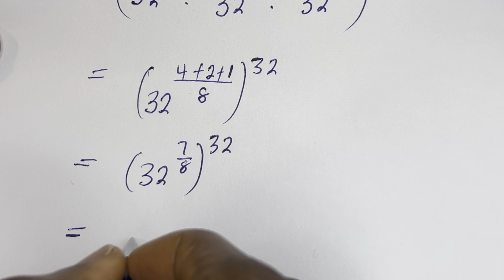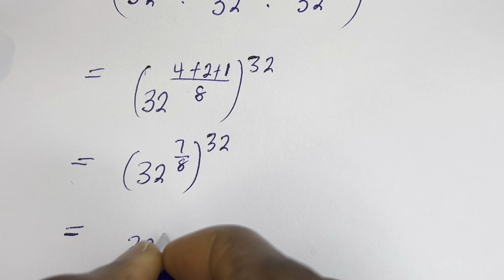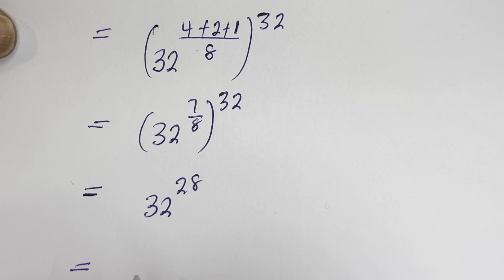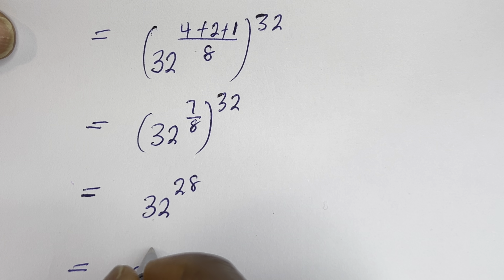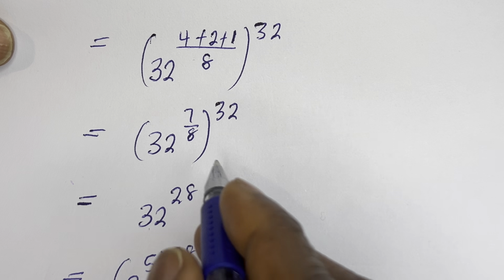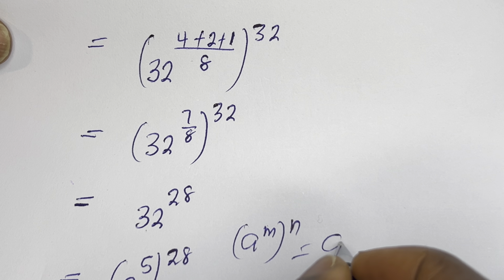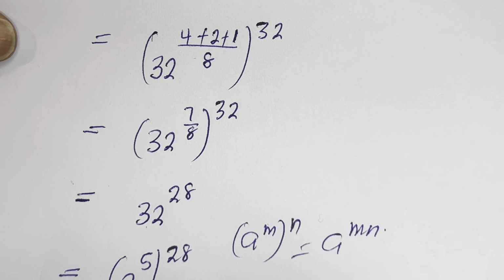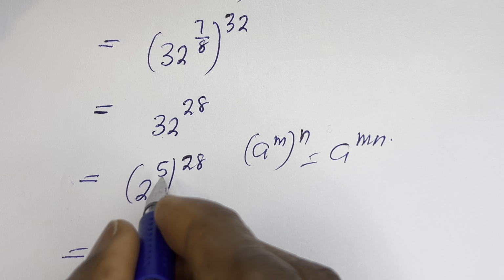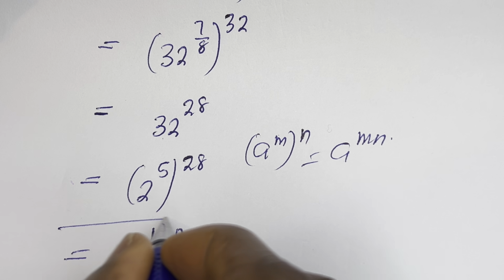And this is equal to 32 to the power of, the whole of this is 28. And this is equal to 32 is 2 to the power of 5, to the power of 28. You know that if you have a to the power of m to the power of n is equal to a to the power of mn. So this is equal to 2 to the power of 5 multiplied by 28. That is 140. And this is the final answer.